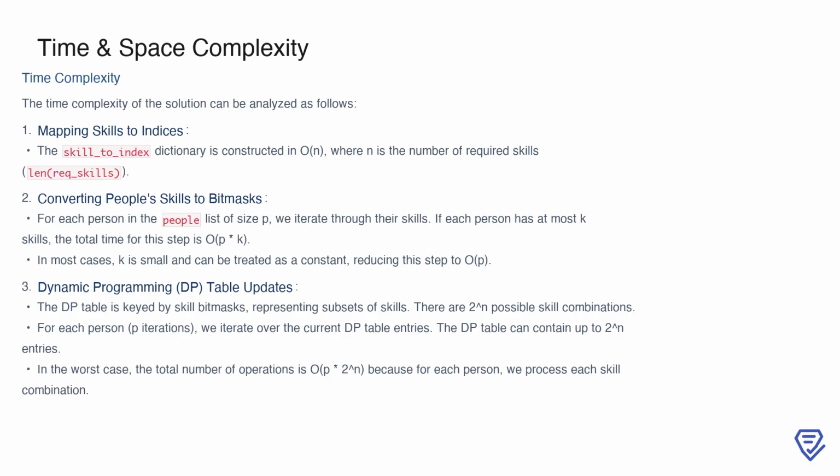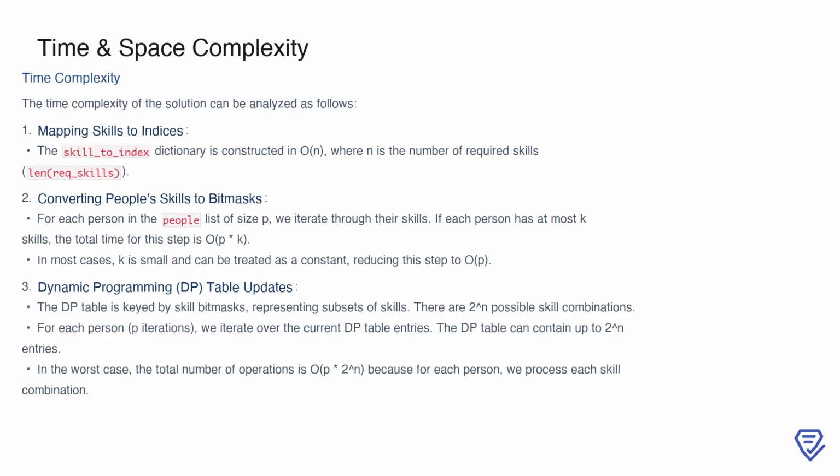First, mapping skills to indices using the skill_to_index dictionary takes O(n), where n is the number of required skills, or len of req_skills. This is because we simply iterate through the list of skills once to build the mapping. Next, we convert each person's skills into bitmasks. If there are p people and each person has at most k skills, iterating through the people list and processing their skills takes O(p*k). Since k is typically small and can be treated as a constant, this step simplifies to O(p).